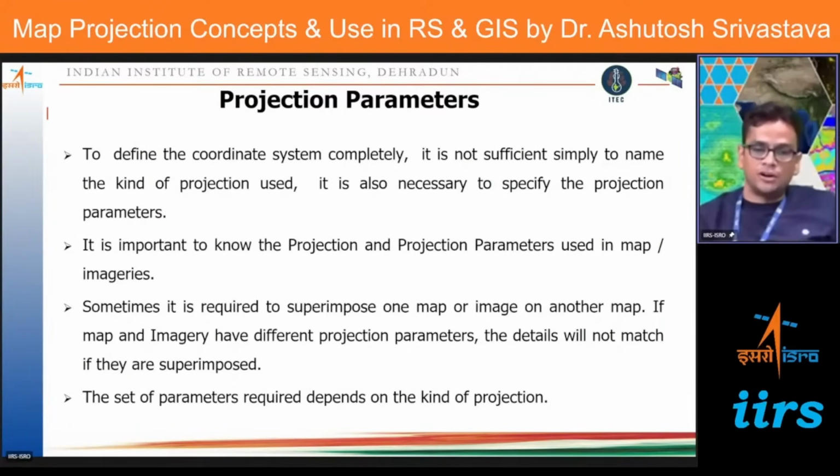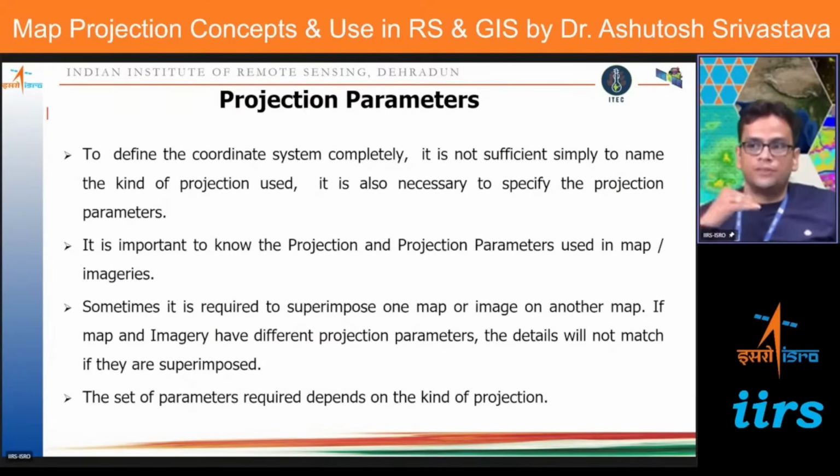To define the coordinate system completely, it is not sufficient simply to name the kind of projection used. It is also necessary to specify the projection parameters. It is important to know the projection and the projection parameters used in map imageries. Sometimes it is required to superimpose one map or image on another map. If the map and imagery have different projection parameters, the details will not match if they are superimposed.